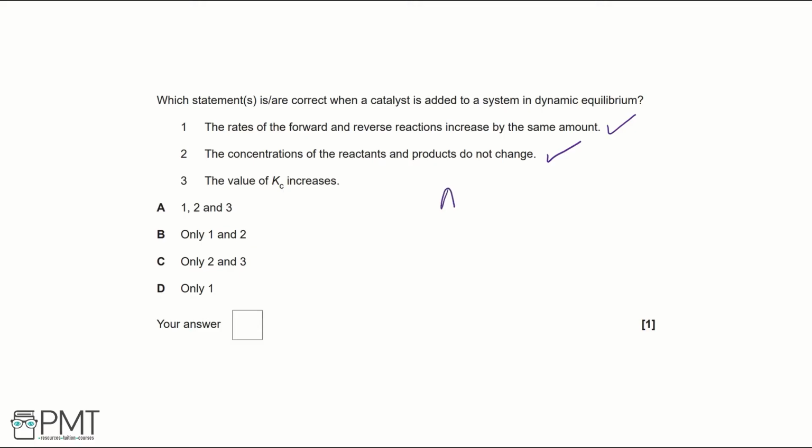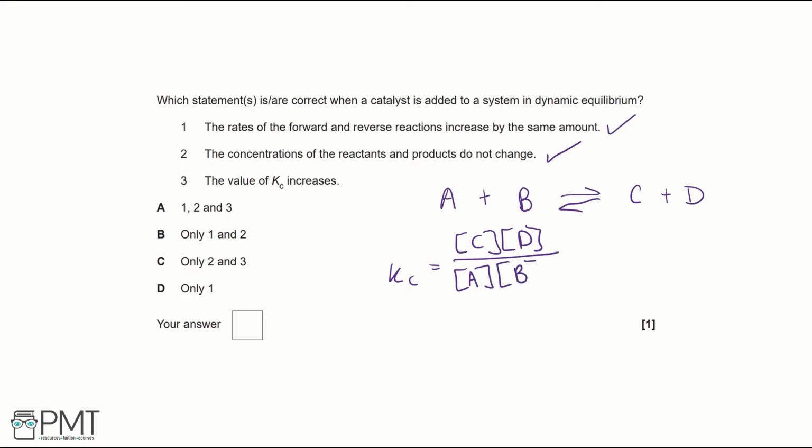So if we had a basic equilibrium where we've got A plus B, a dynamic equilibrium C plus D, then Kc is equal to the concentration of C multiplied by the concentration of D divided by the concentration of A multiplied by the concentration of B. And then if you had, let's say, 2 of A and 3 of C, you would have a squared and a cubed here. But this is based on concentration, and we've already established that the concentrations don't change.